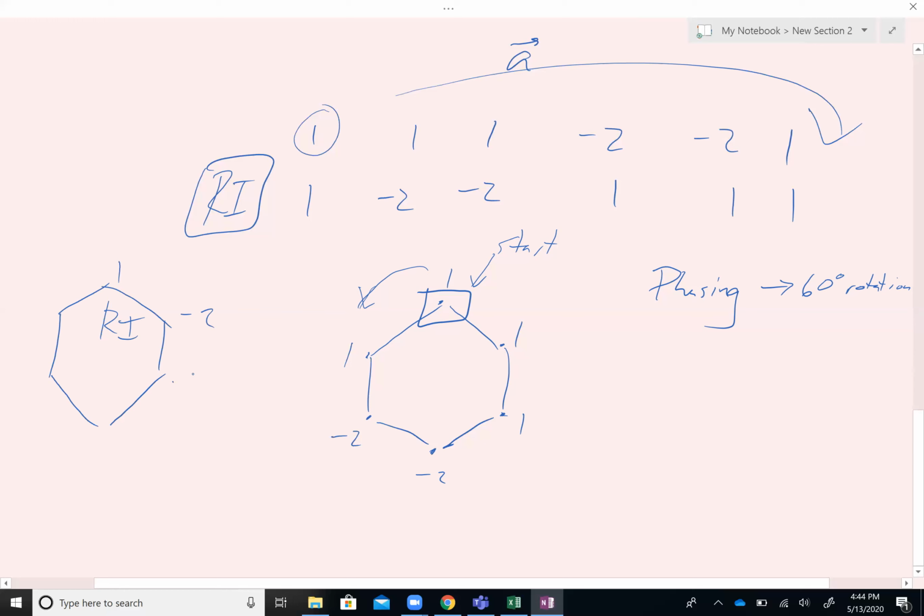One minus two, one. You can see that Ri is actually reflection about that dashed line. And I mean, of course, I just labeled it with the sequence from his video, but you could put any sequences here, you can check. Phasing is always a 60-degree rotation. Your retrograde inversion is always a reflection about that diagonal axis there.